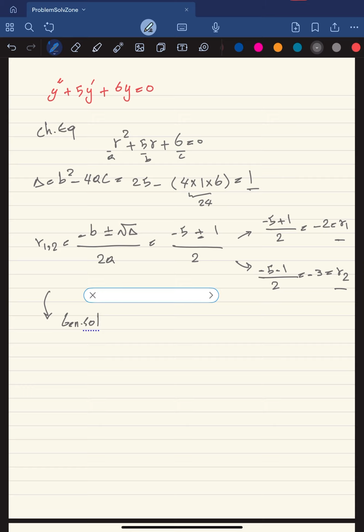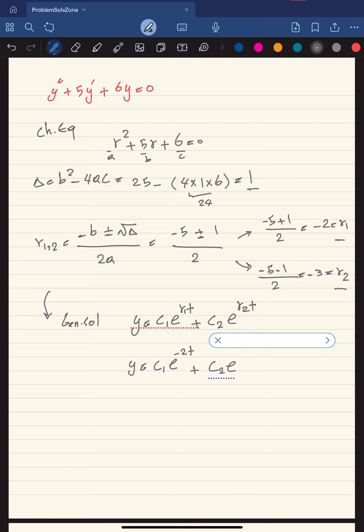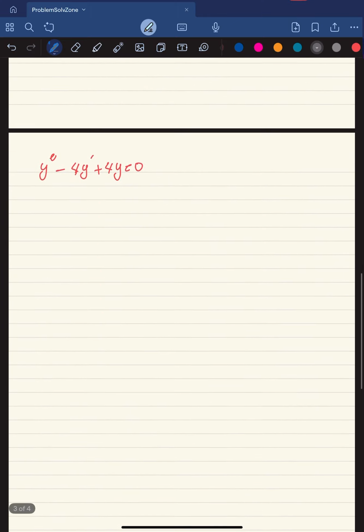When delta is positive and we have two roots, the general solution would be in this form: y equals c1 e to the r1 t plus c2 e to the r2 t. And if we write it for our equation, it would be c1 e to the minus 2t, since r1 is minus 2, plus c2 e to the minus 3t. That's it. That's our general solution. So what if the delta wasn't positive? Let's solve this one.